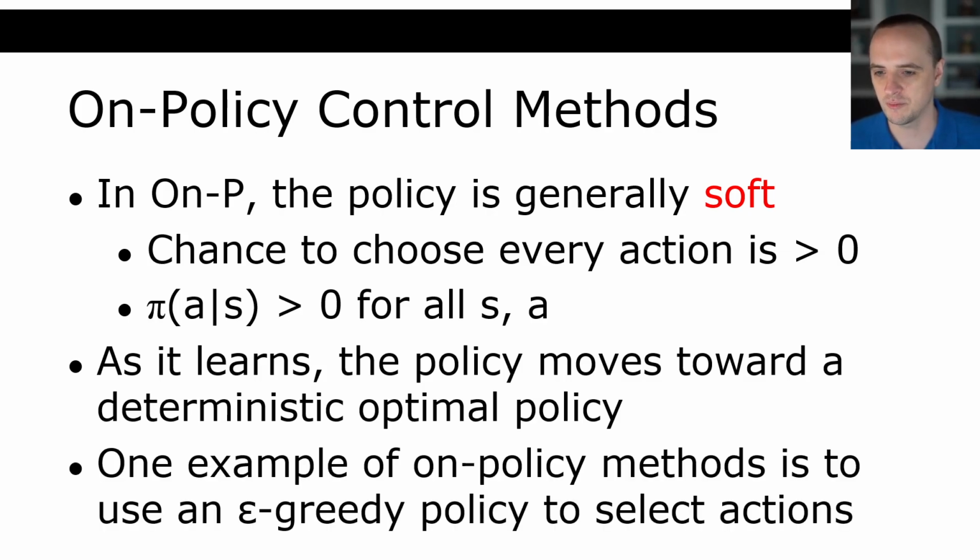So one example of on-policy methods is to use an epsilon greedy policy to select actions. Epsilon greedy is a soft policy because with epsilon greedy, there's always some non-zero chance that you're going to be selecting any action, right? Because you're going to select a random action sometimes, and that gives you a chance to select any action.